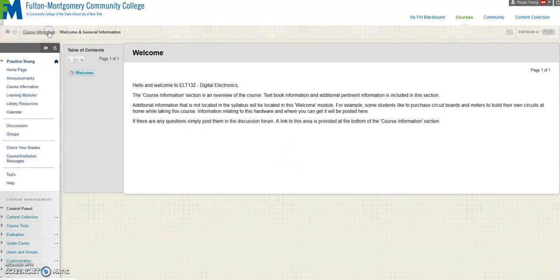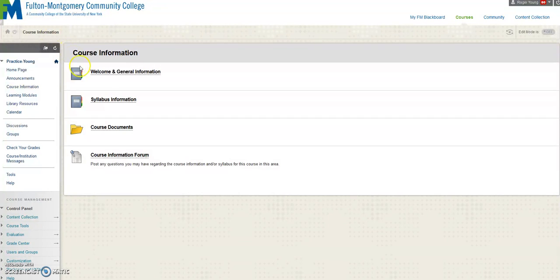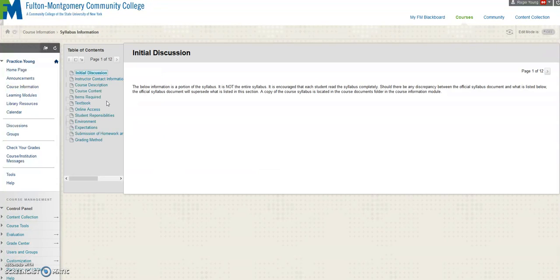If we go back, the next module is the syllabus information module. These are the items that I pulled out of the syllabus and put in this section because I thought those would be of most interest to the students.